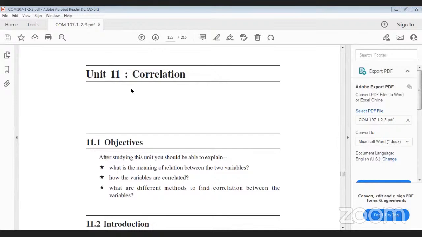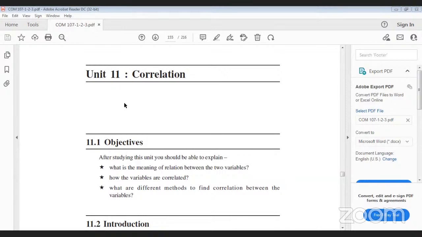Hello friends. Here for first year of commerce FYBCom, the subject is COM 107 and book number 3, Elements of Statistics. Book number 3, unit number 11, correlation.